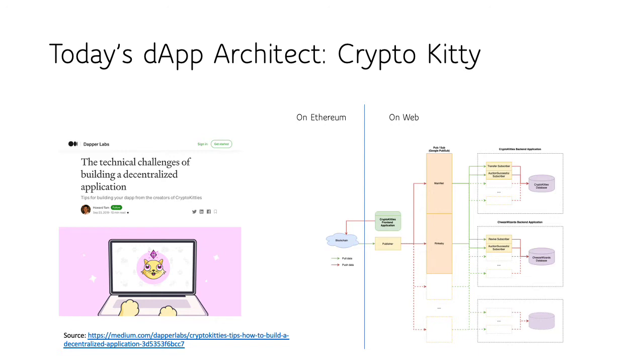I read this article, The Technical Challenge of Building Decentralized Applications by Howard Tam. He works for dApps Labs, the creator of CryptoKitty. The diagram on the right is one I took from the article itself. This shows a big picture of how CryptoKitty is built, the key components of the CryptoKitty itself.